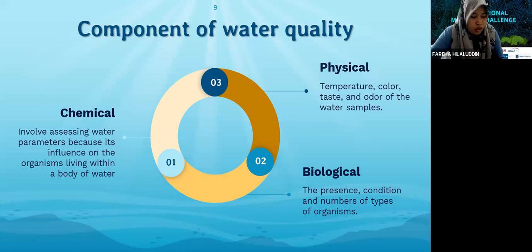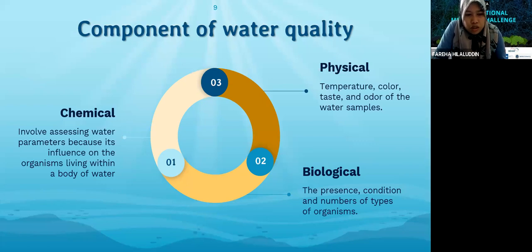So if we view the water itself, we will know whether pollution has occurred or not. The chemical part is involved in assessing water parameters.